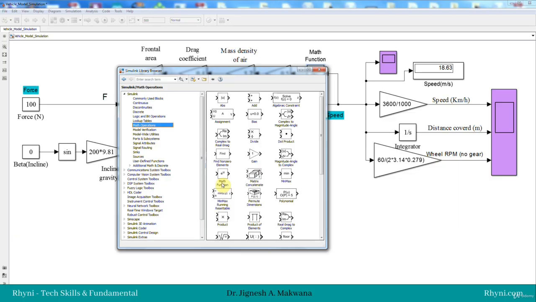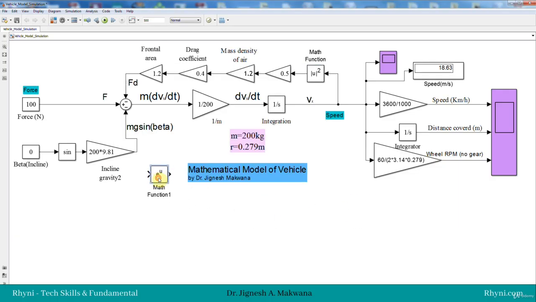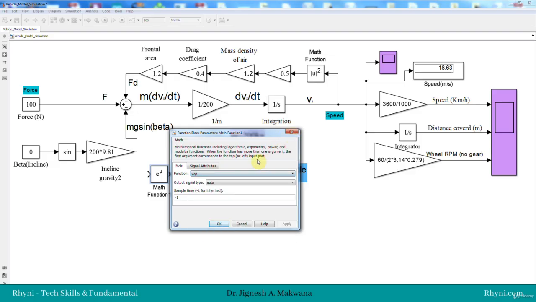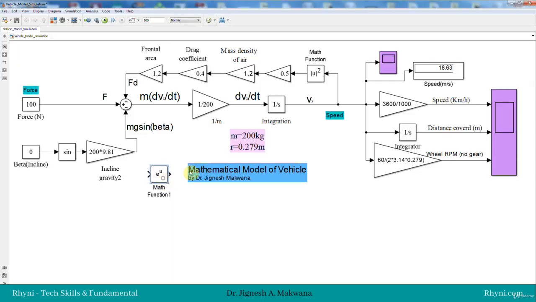If you open this parameter, you can select the function you want, and magnitude square can be used. So the input magnitude will be squared and this squared will be your output at this terminal. You can see this equation of Fd: V square multiplied by 1 by 2, multiplied by 1.2, multiplied by 0.4 drag coefficient, and multiplied by frontal area A 1.2. So this is representing the Fd, the aerodynamic drag force, that is opposing the applied force.